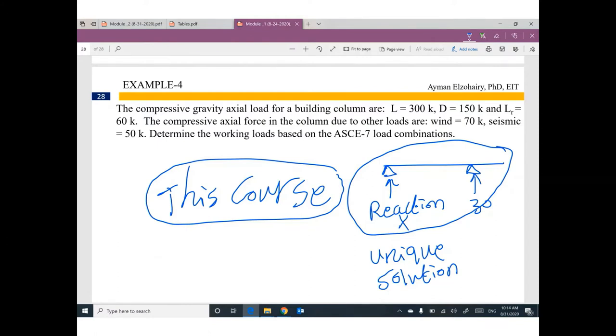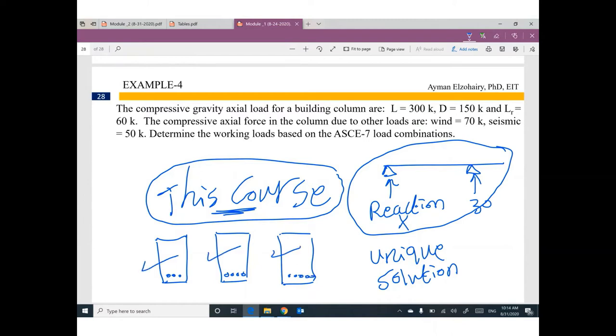But in this course, we don't have a unique solution. It's a design. If you design your beam with 3 bars, someone else will design the beam with 4 bars, and the other one will design it with 5 bars. Actually, all of them will be correct if you are safe. If your solution is safe and nobody will die due to the collapse of the building, you are good. So we don't have a unique solution for this course.